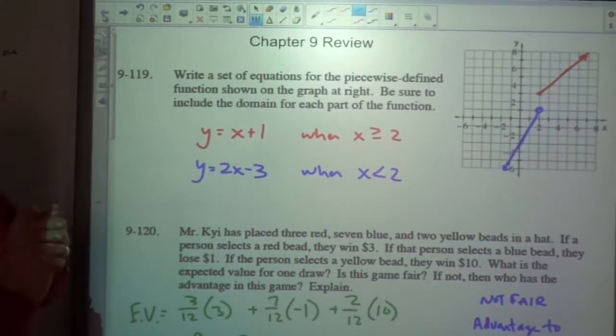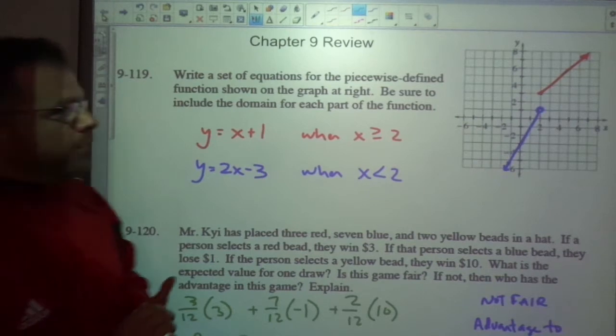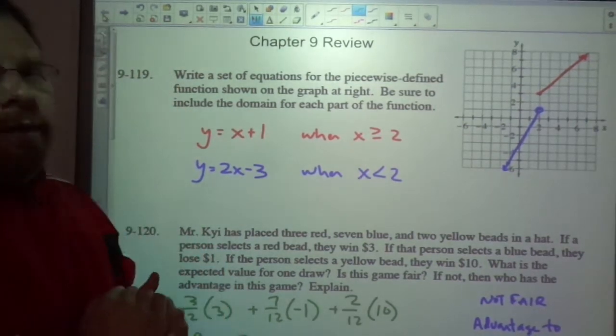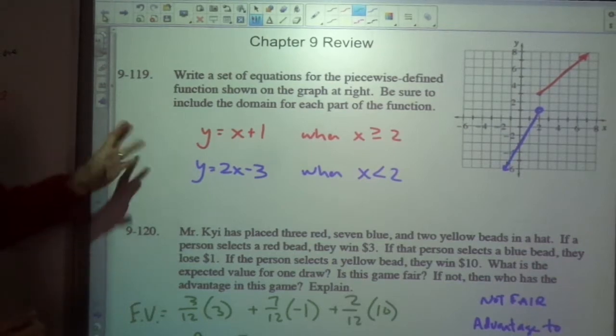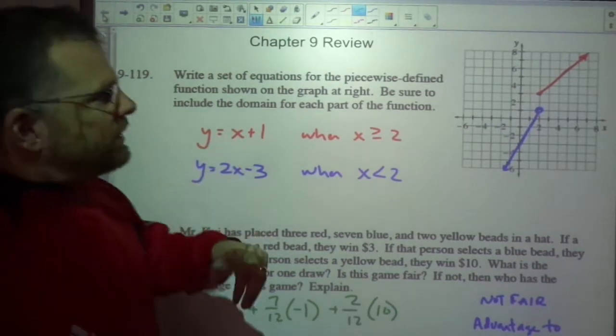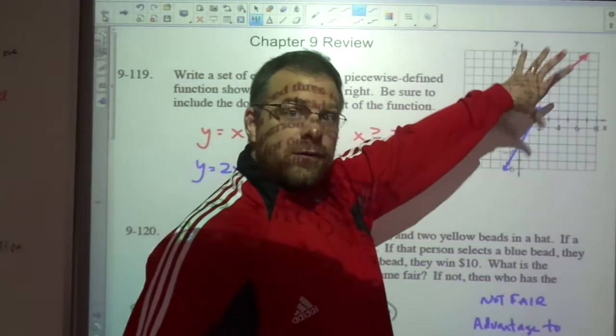We're going to be looking through problems 119 through 122, and then 134, and then 140 to 143. First one's asking for the equations to the piecewise function when they give you the graph.